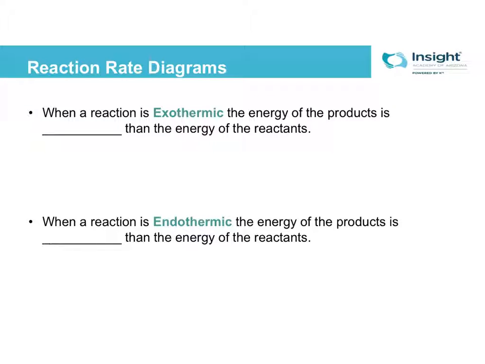Real quick review here on those two terms. When a reaction is exothermic, we want to give off that energy, so we need to lose energy. The energy of the products is going to be less or lower than the energy of the reactants. Whereas when it's endothermic, the energy of the products is going to be more or higher than the energy of the reactants.